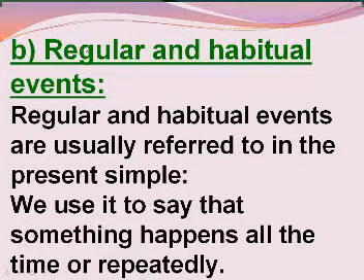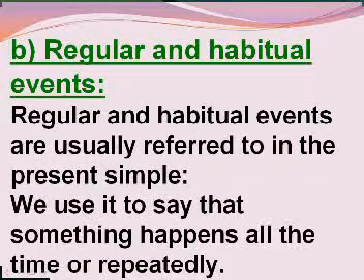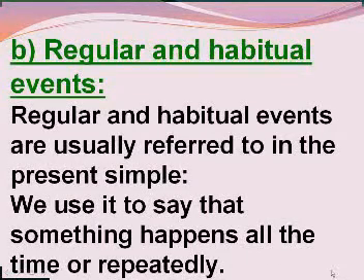Another usage is regular and habitual events. I mean, when we are talking about habits, about things we do regularly, okay? Regular and habitual events are usually referred to in the present simple. We use it to say that something happens all the time or repeatedly. I mean, regularly. We repeat that thing.